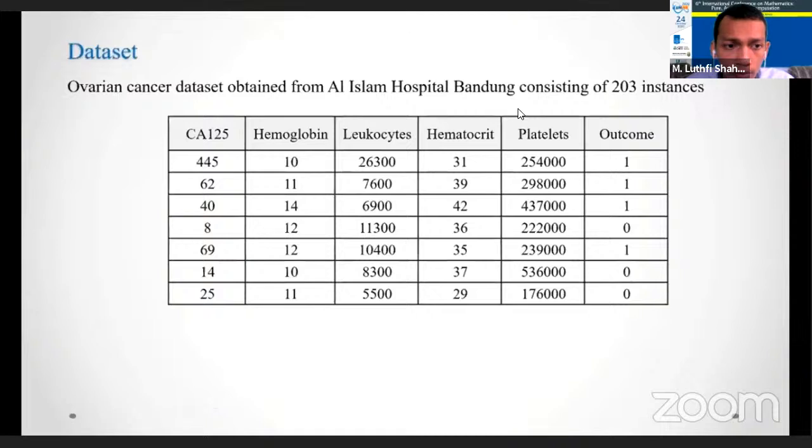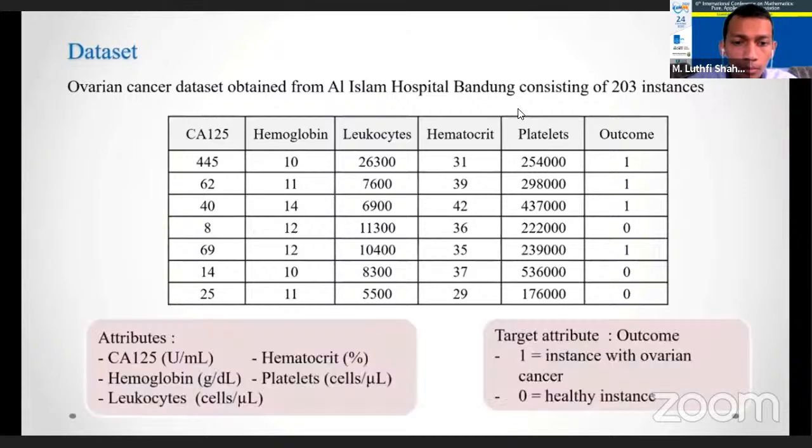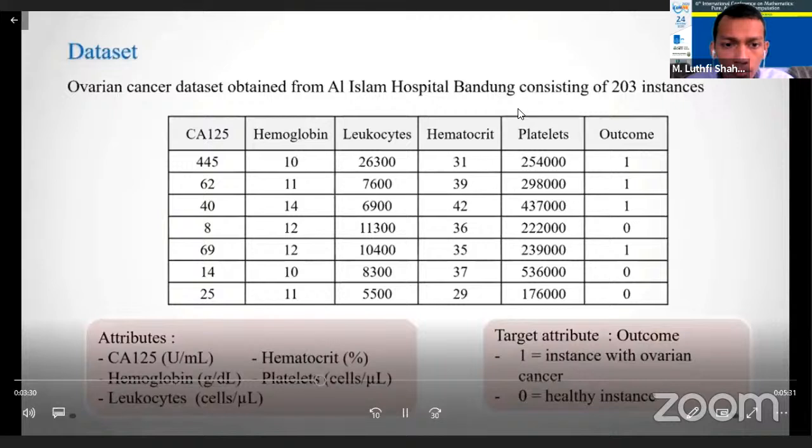Dataset. Ovarian cancer dataset obtained from Al Islam Hospital Bandung consisting of 203 instances. There are 5 attributes which are cancer antigen or tumor marker, hemoglobin, leukocytes, hematocrit, and platelets. And the target attribute with 1 refers to instance with ovarian cancer and 0 refers to healthy instance.